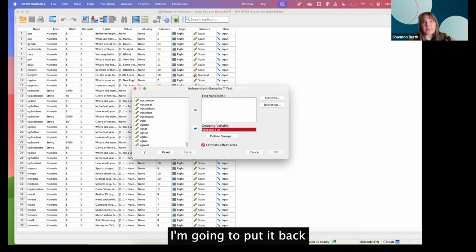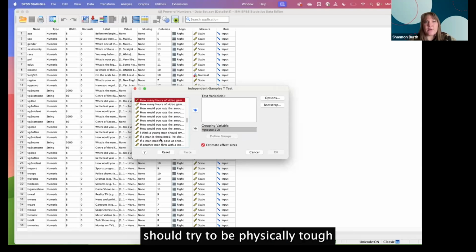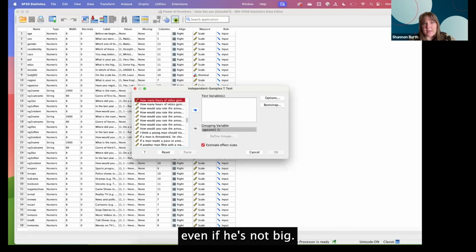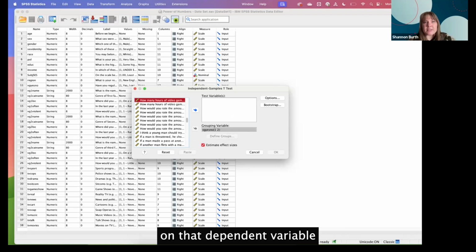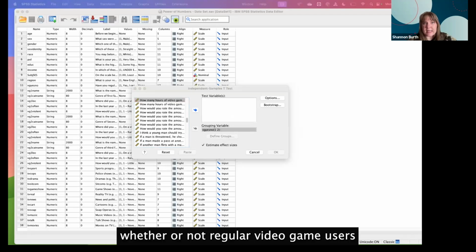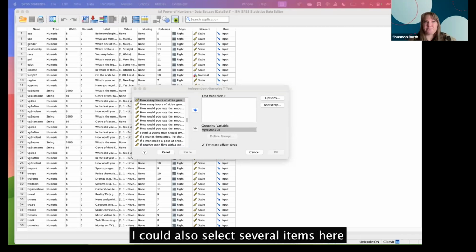Next we want to look for the variable that's going to be our dependent measure. I'm going to put it back to have the item labels because I'm looking for a specific item that reads, I think a young man should try to be physically tough even if he's not big. This is a single item from a larger scale in our sample data set. What we want to do here is run a t-test on that dependent variable to explore whether or not regular video game users and non-regular video game users differed in their responses to that item or their agreement with that item.